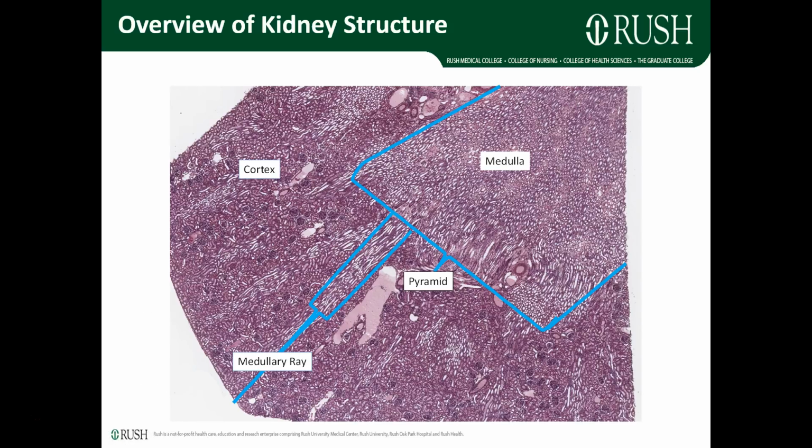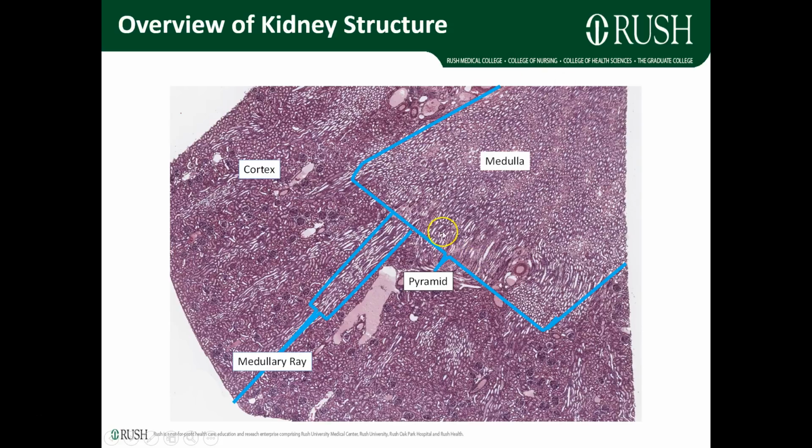This is an overview histological structure, what you will be expected to see in the lab. Again, you can see the cortex running from this point here to the left, and then the medulla from the boundary of the cortex and medulla to the right here.